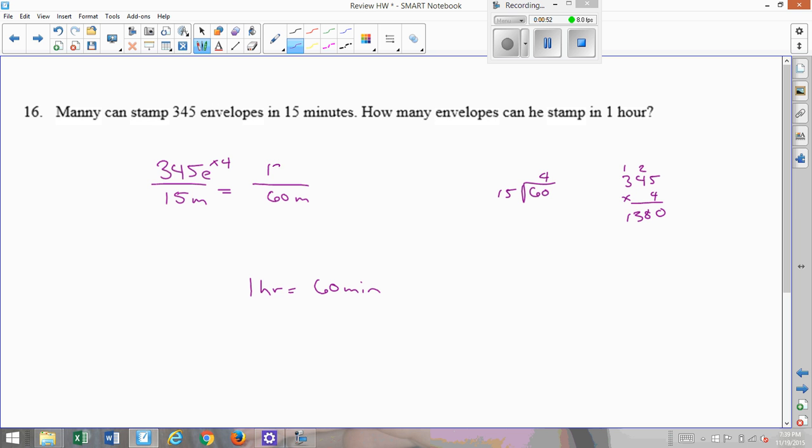You get 1,380 envelopes in 60 minutes or an hour.